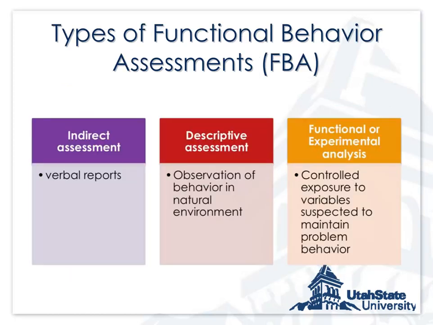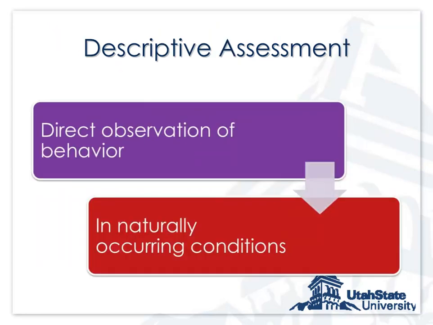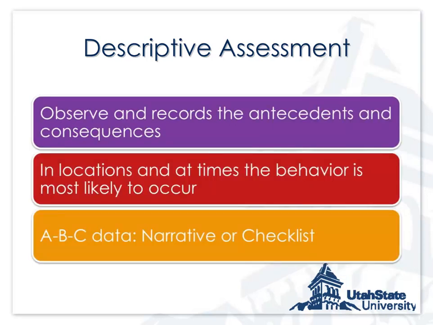The descriptive assessment is another type of functional behavior assessment that can be used to assess problem behavior. Descriptive assessments consist of observing the behavior directly in naturally occurring conditions to identify events that are correlated with the problem behavior. Gathering information for descriptive functional assessments consists of collecting data about relevant environmental variables each time the behavior occurs. The most common and useful form of descriptive assessment includes observing and recording the antecedents and consequences of a behavior and the locations and times those behaviors are most likely to occur.